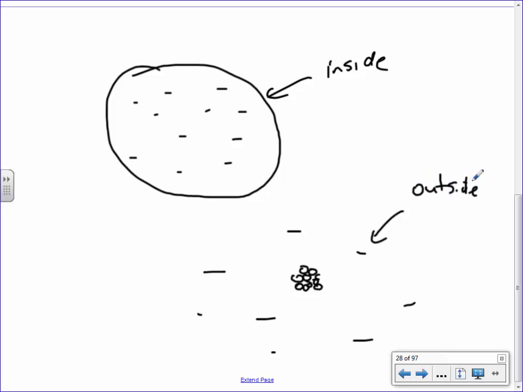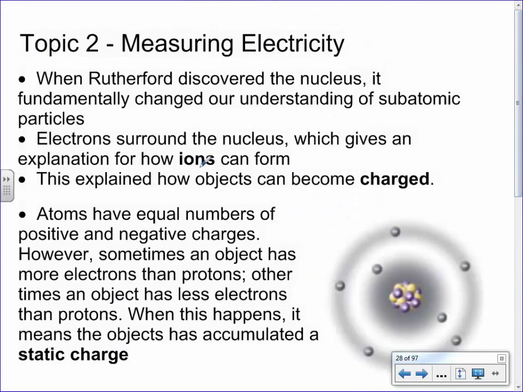But here's what this means. If the electrons are outside of the atom, kind of like we now do believe to be true, it means that electrons can be gained or lost. You can add more electrons or lose electrons. And we've already used that terminology in chemistry. We use the word ion.